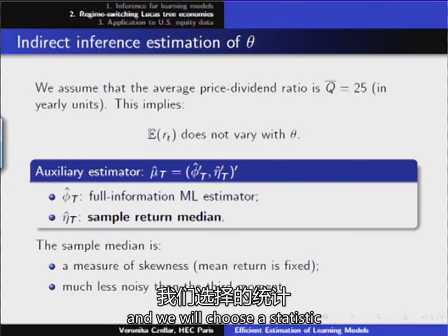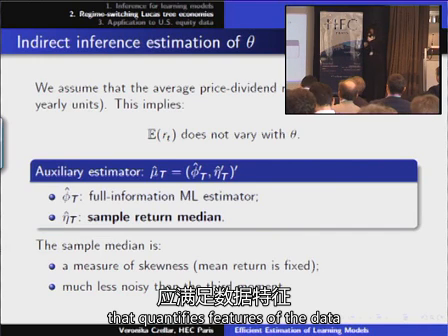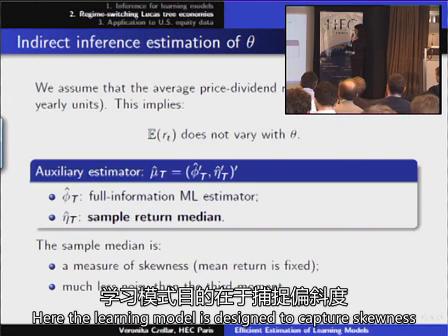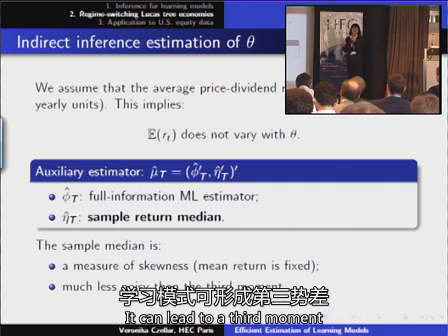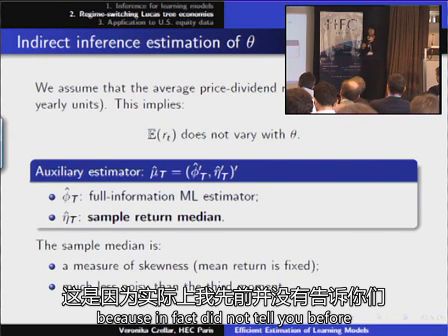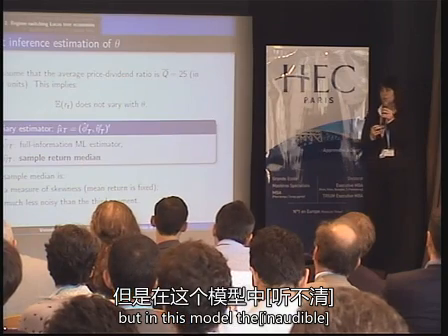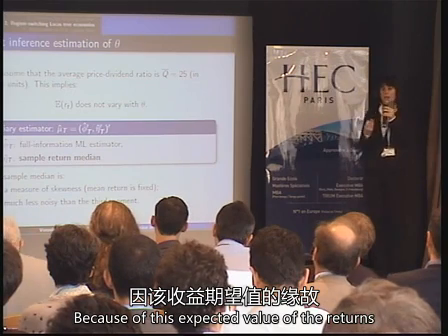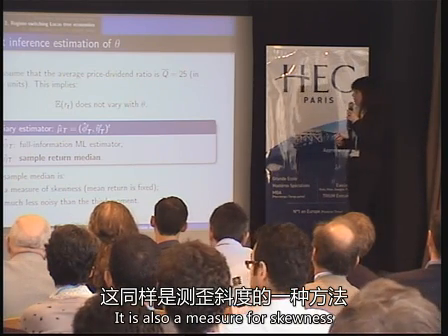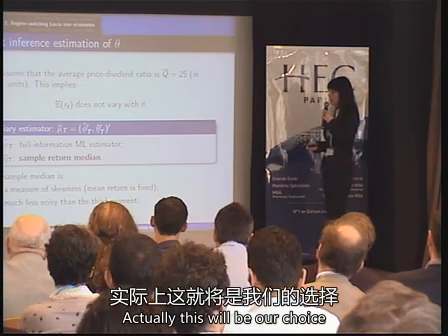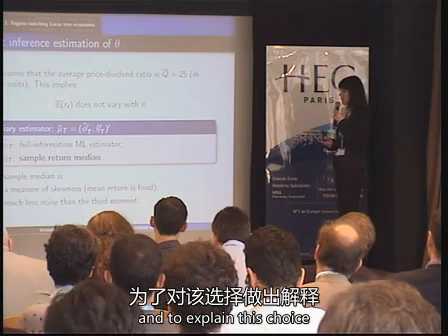We will choose a statistic that quantifies features of the data that the learning model is designed to capture. Here, this learning model is designed to capture skewness. So we choose a statistic that quantifies the skewness. It can be the third moment, but in this case, we can even choose the sample median because, in fact, in this model the average price-dividend ratio is fixed to 25, in yearly units. Because of this, the expected value of the returns does not vary with theta. Since the mean is fixed, the median is also a measure for skewness. Actually, this will be our choice, the sample return median, as opposed to the third moment.